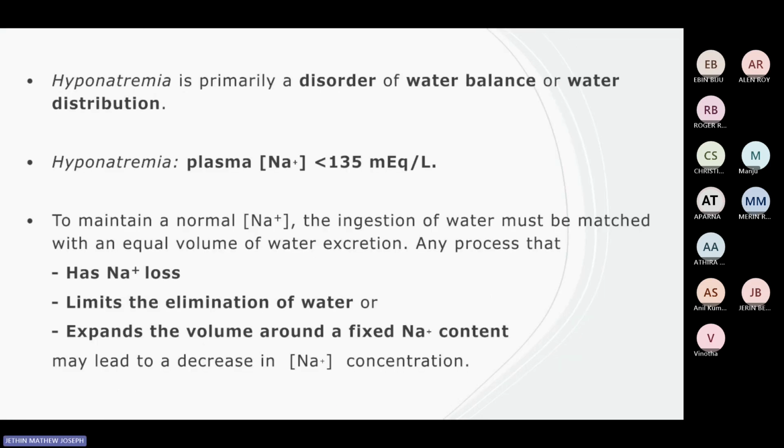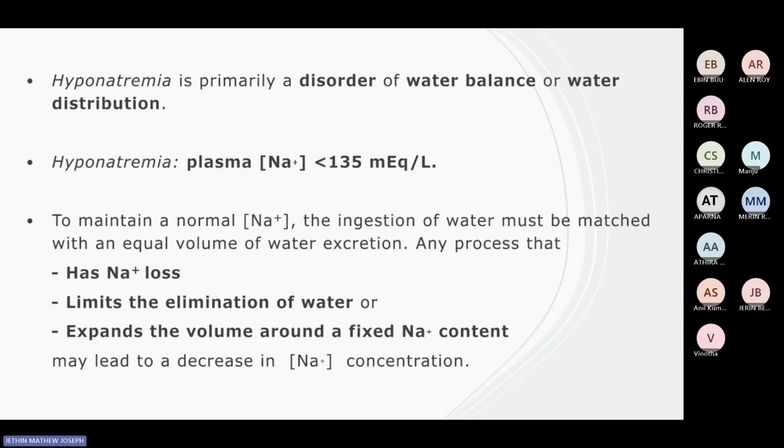Okay, so what is hyponatremia? So hyponatremia is primarily, even though the name is about sodium, primarily a disorder of water balance or the distribution of water in the ICF or the ECF. So in hyponatremia, your plasma sodium concentration is going to be less than 135. Normal range is 135 to 145, and in hyponatremia it is less than 135.